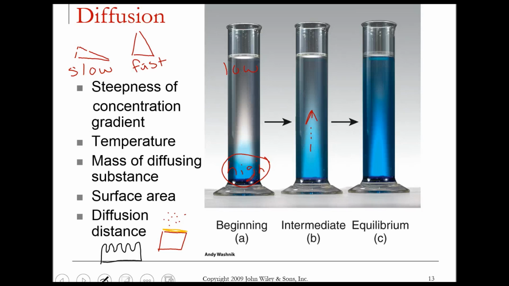And then also the diffusion distance. This just makes sense. If it has to diffuse farther, it's going to take a longer period of time before it comes to equilibrium.